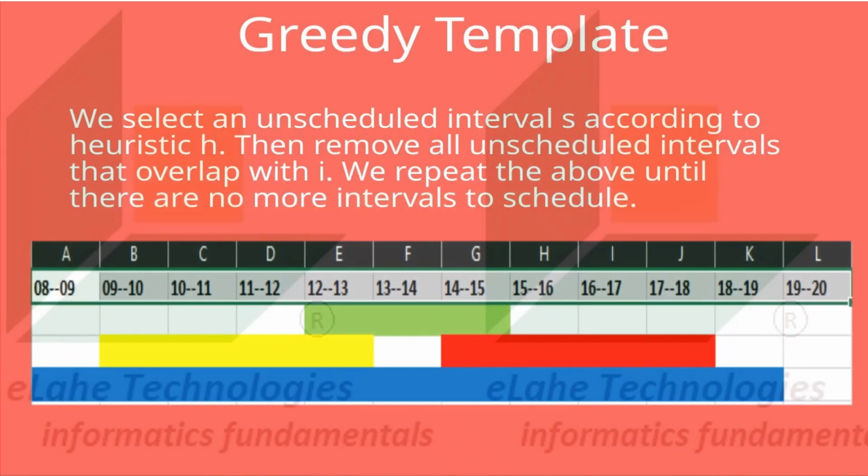We will follow a simple template for greedy algorithms for activity selection. We select an unscheduled interval I according to heuristic H. Then remove all unscheduled intervals that overlap with I. We repeat the above process until there are no more intervals to schedule. We will apply various heuristics to the example shown here. For this example, an optimal schedule consists of the two jobs colored yellow and red.